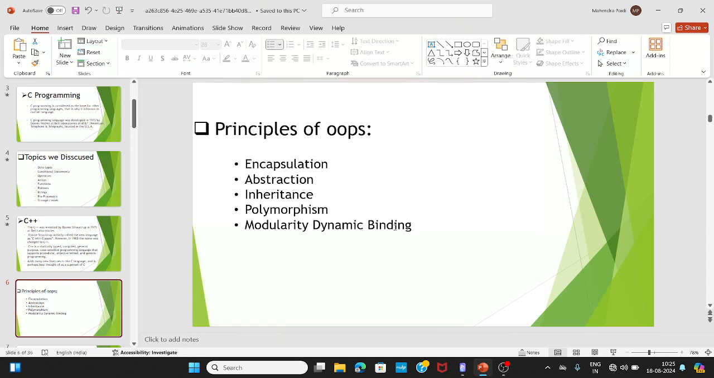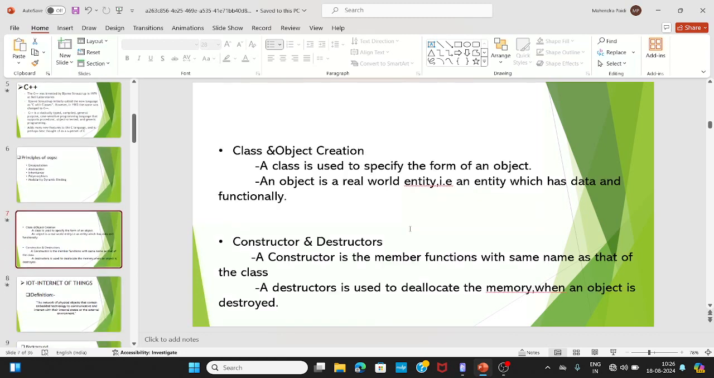Next one is modularity and dynamic binding. It refers to the process of linking a procedure call to the specific method at runtime rather than at compile time. This is closely related to polymorphism. And the next, class and object creation. A class is used to specify the form of an object. An object is a real world entity which has data and functionality.